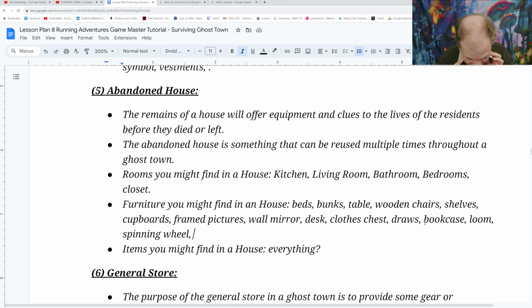Furniture, a hat hook. Boot benches. What's a boot bench? I don't even know what a boot bench is. A hat. What do you call it? Hat stand. Coat and hat stand. I understand that, coat and hat stand, so I got that down. All right, cool. Well, I think that's enough.